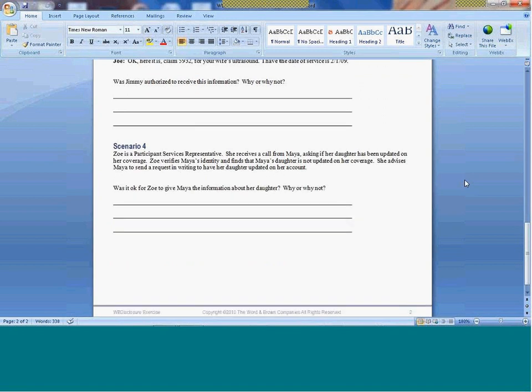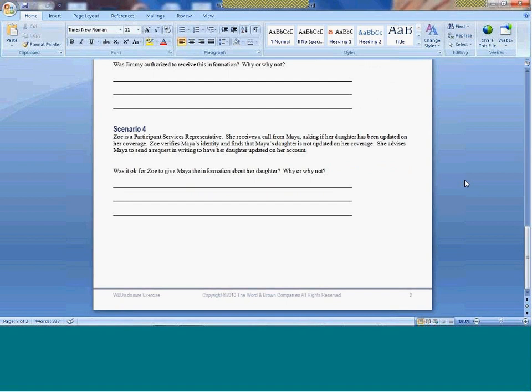So number 4, Zoe is a Participant Services Representative. She receives a call from Maya asking if her daughter has been updated on her coverage. Zoe verifies Maya's identity and finds that Maya's daughter is not updated on the coverage. She advises Maya to send in a request in writing to have her daughter updated on that account. Was it okay for Zoe to give Maya the information about the daughter? We think that depends on whether the daughter is a minor or not. Very good. My favorite 2 words I told you, that depends.